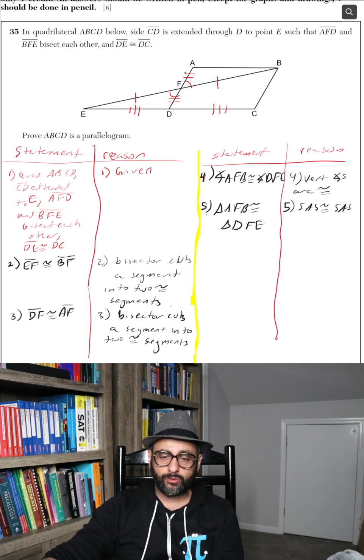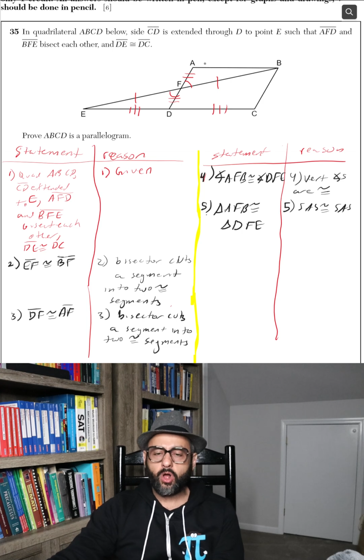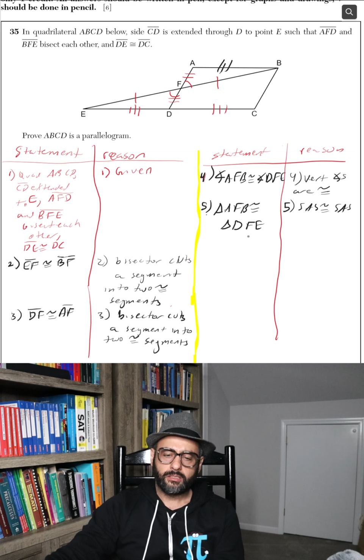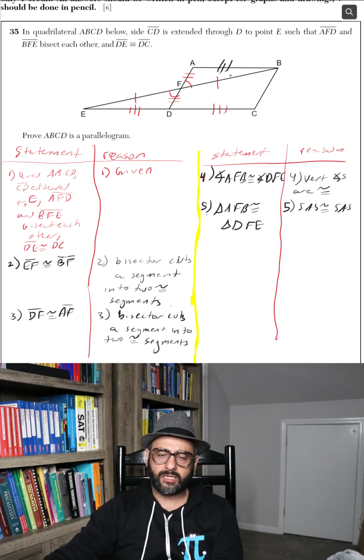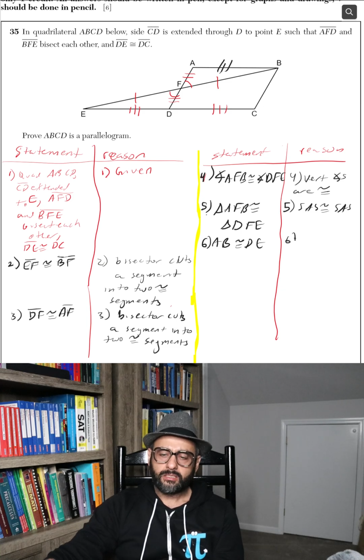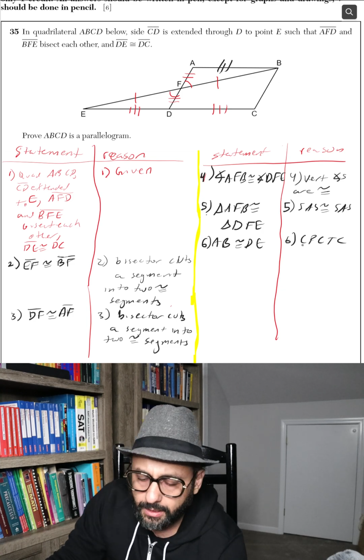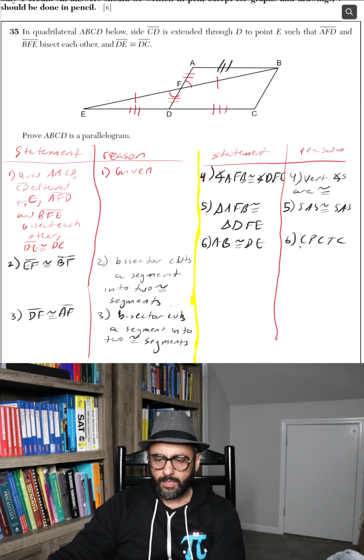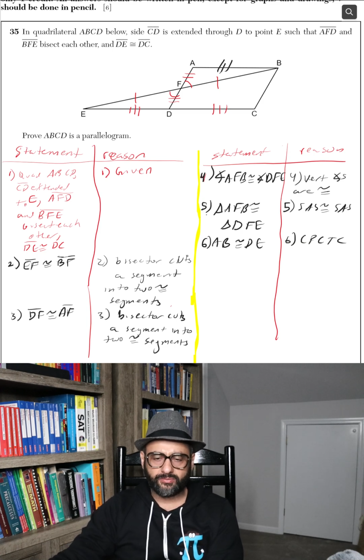SAS is enough. So now I have those 2 triangles congruent, which makes all corresponding parts of the triangles congruent, which means I could put 3 dashes up here because AB corresponds to DE. And DE has 3 dashes on it. They're congruent to each other by CPCTC. So AB is congruent to DE by CPCTC. Okay? CPCTC is corresponding parts of congruent triangles are congruent.